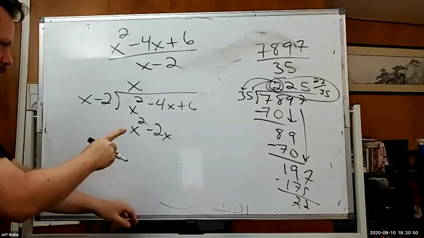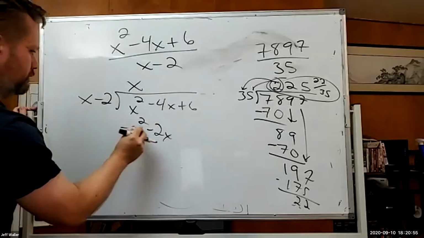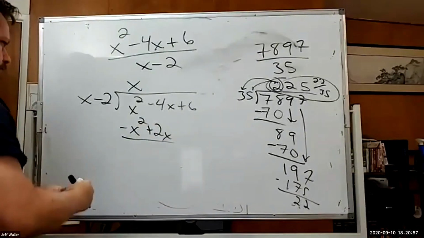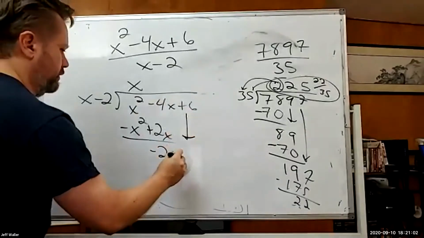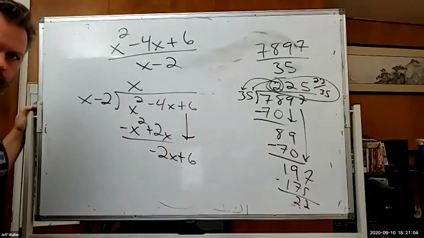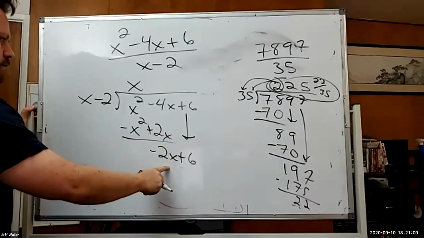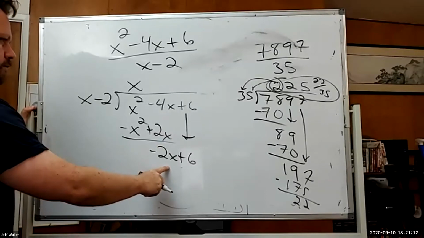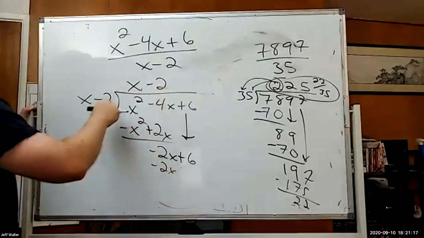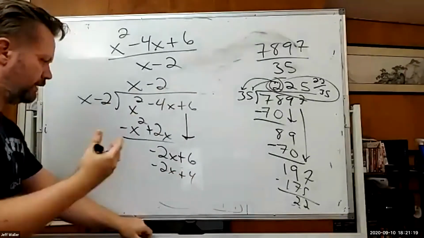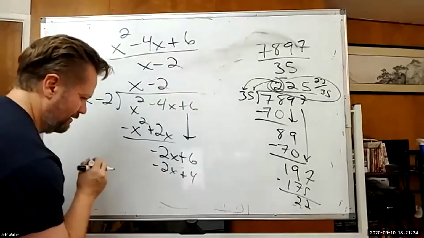Then what do I do? What do we do over there? Change the signs. Change the signs. Kick ass. Combine, bring down the +6. x times what is -2x? -2. Negative 2 times x is negative 2x. Negative 2 times negative 2 is plus 4. Then I change the signs and combine.